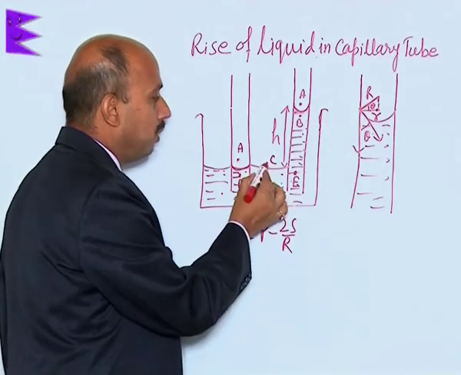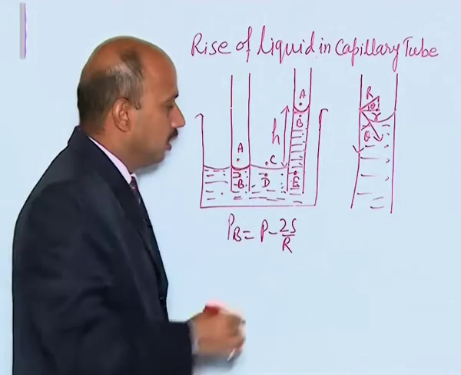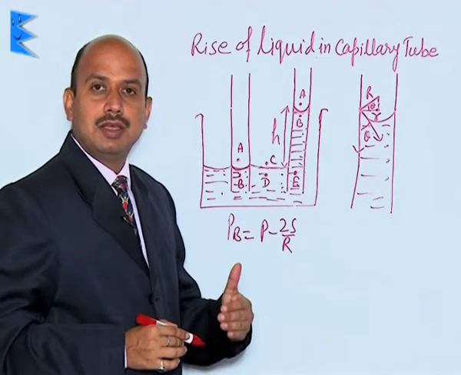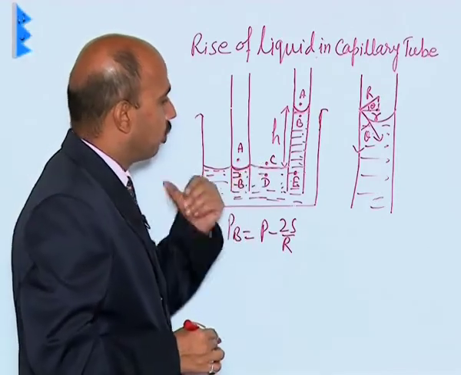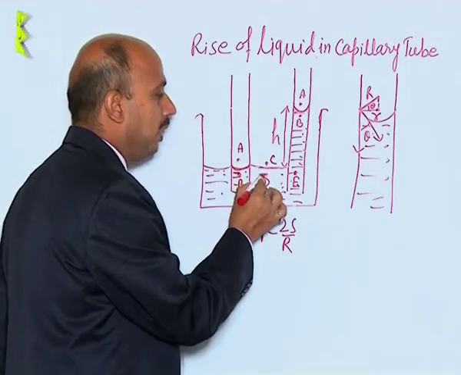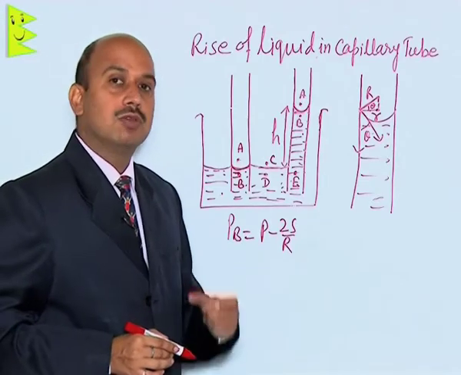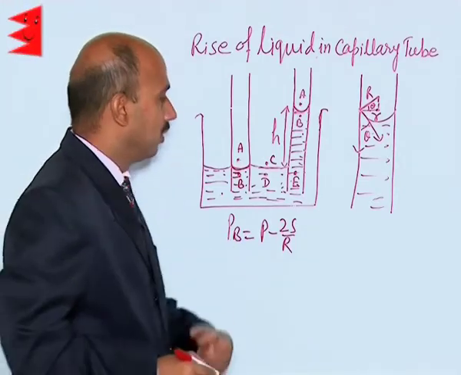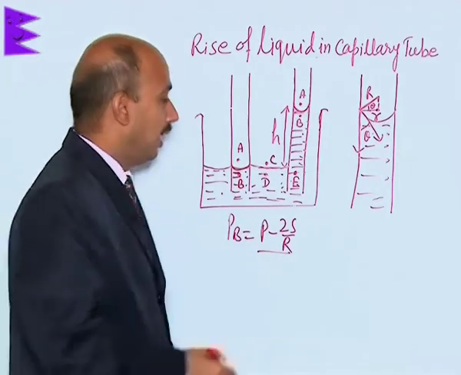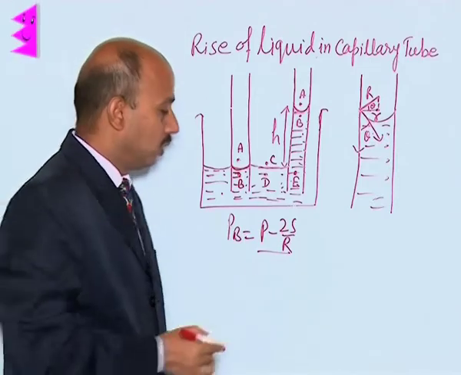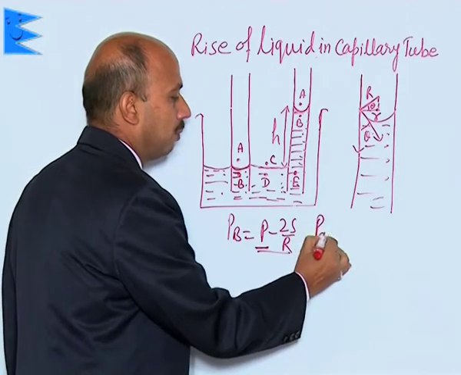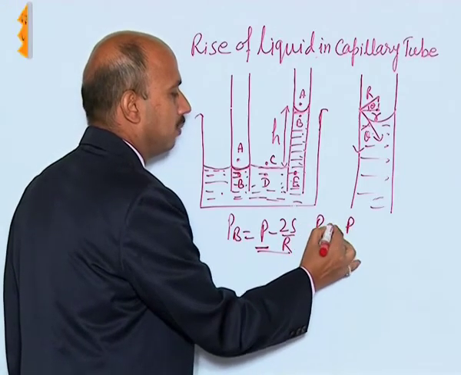Now if you see the points C and D, the surface is plane over here. So pressure at C and pressure at D are both equal to atmospheric pressure. But now see, according to Pascal's law, pressure at B and pressure at D should be equal because they are at the same horizontal level. But the pressure is not equal here. At B it is P minus 2S upon R, and at D it is atmospheric pressure, equal to P. I have taken P as atmospheric pressure here.